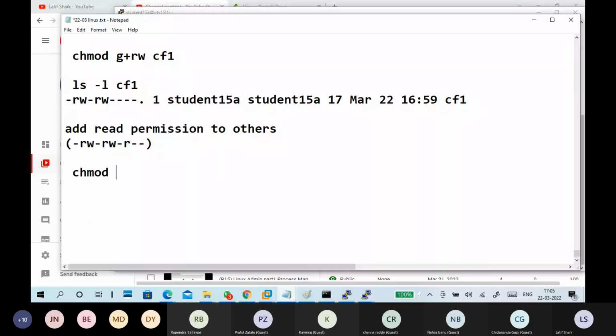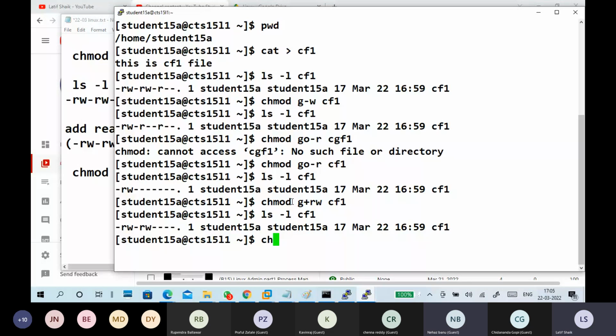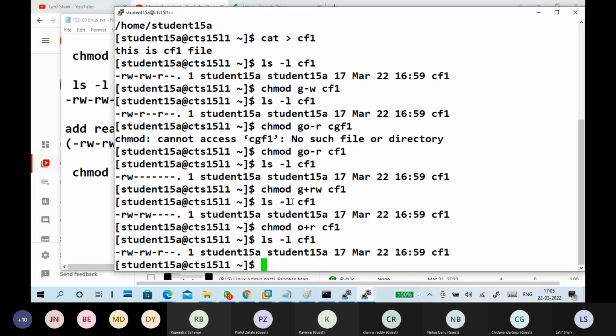Tell me how to add a read permission to others. o plus r. Very good. chmod o+r cf1. Then verify that others are able to read it.